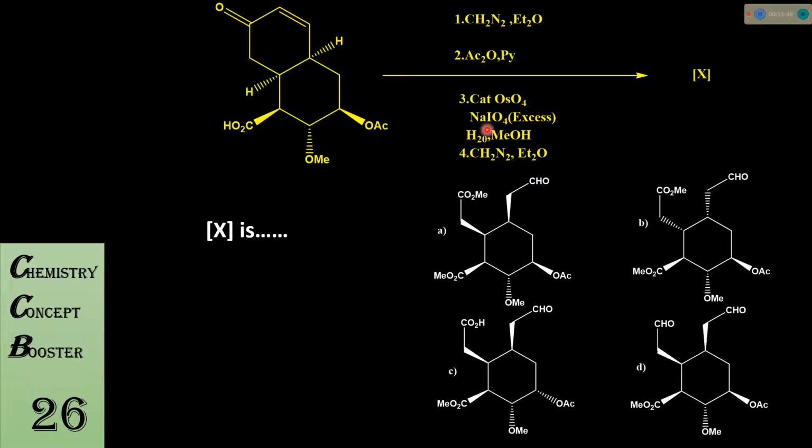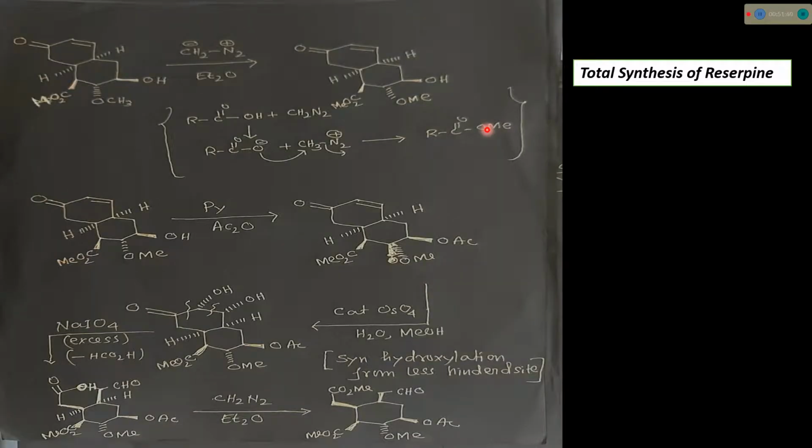Let's see the mechanism. Then we will see the stereochemistry of the product. So this is the given compound, the starting material. Now diazomethane: if there is any free carboxylic acid and we treat that molecule with diazomethane, then the carboxyl ester will form, in this way.